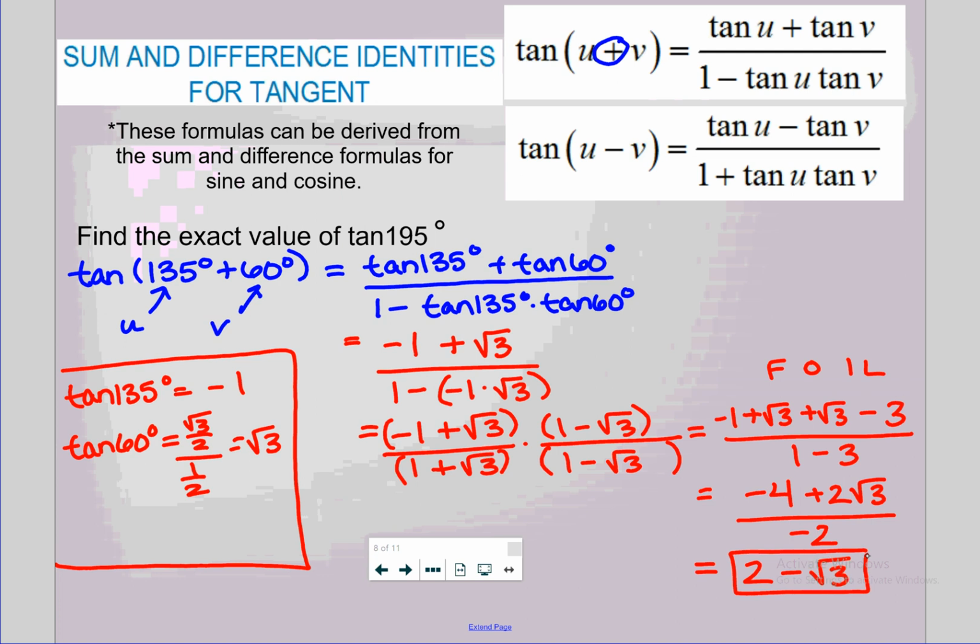Remember, you can check it. You can type the problem in your calculator, type the answer in the calculator, make sure the decimals match. Okay? Any questions on that one? All right.